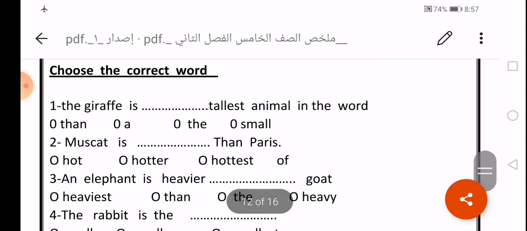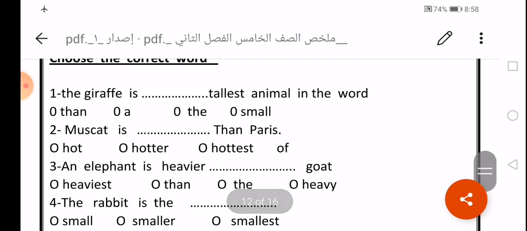Yes, here we have the next exercise. Choose the correct word here. The graph is than, or a, or the, or small. So if there is an est, we are going to use the. The graph is the tallest.